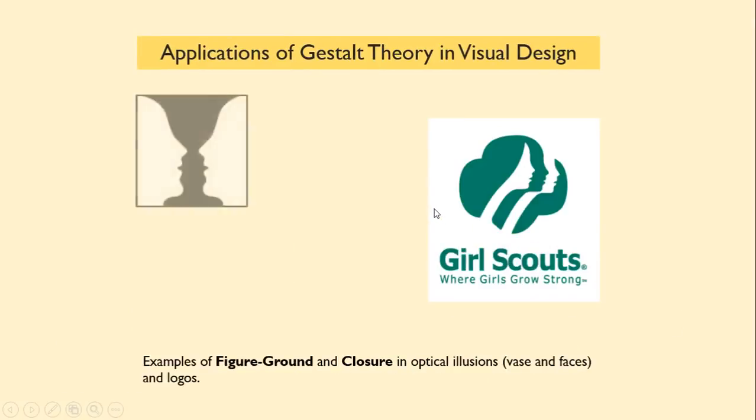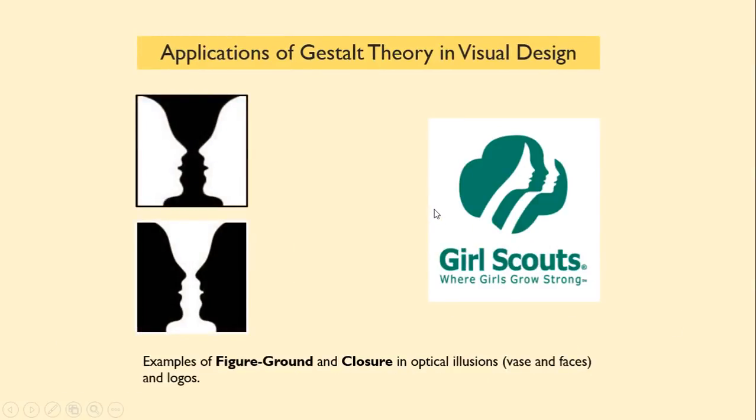Okay. So other examples of figure ground and closure can be seen in this very iconic optical illusion, right? Like in this image here, because the center part is blackened, the images of the silhouettes of the human faces become a little bit more obvious. Whereas when the faces are blackened, suddenly the figure of the vase becomes very clear, right?